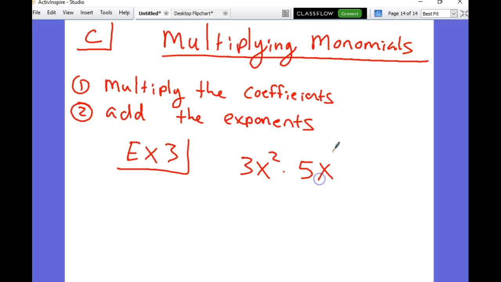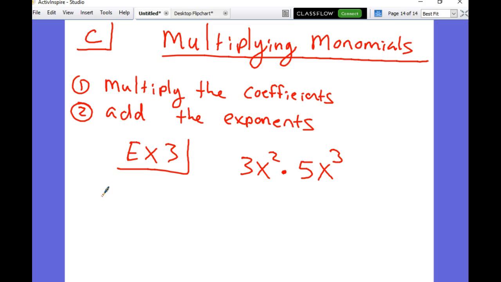Okay, let me ask you guys a question. We're going to multiply these. You guys recognize the little dot there, right? Now, are those like terms? No. Do they have the same variable? Yeah. Do they have the same exponent? No. Therefore, they're not like terms. But can I still multiply them? Yes, because when you're multiplying, you don't need like terms.